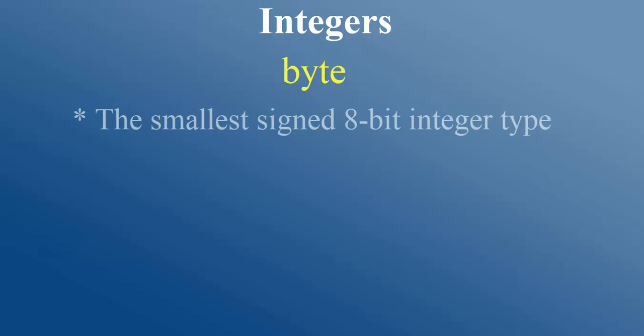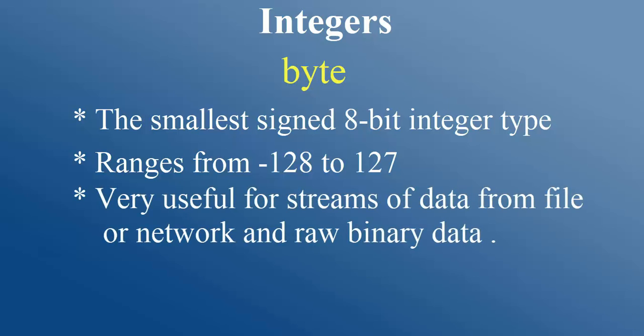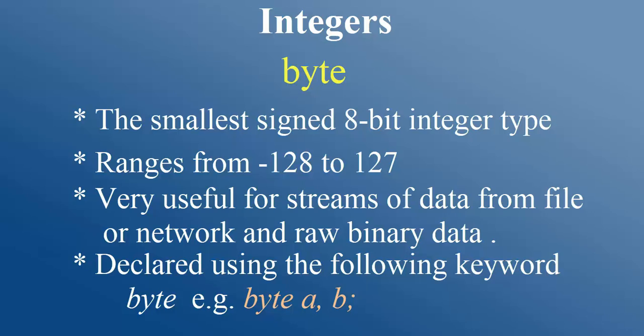So let's first look at the byte primitive type under the integers. The byte is the smallest integer type. This is a signed 8-bit type that has a range from -128 to +127. Variables of type byte are especially useful when you're working with streams of data from a network or a file. They are also useful when you're working with raw binary data that may not be directly compatible with Java's other built-in types. Byte variables are declared using the word byte, and the word byte must be all lowercase, B-Y-T-E.